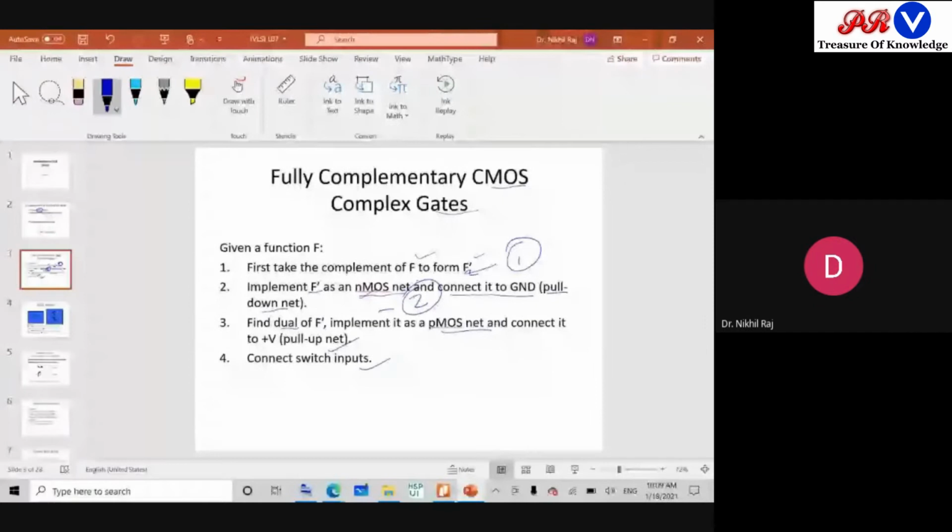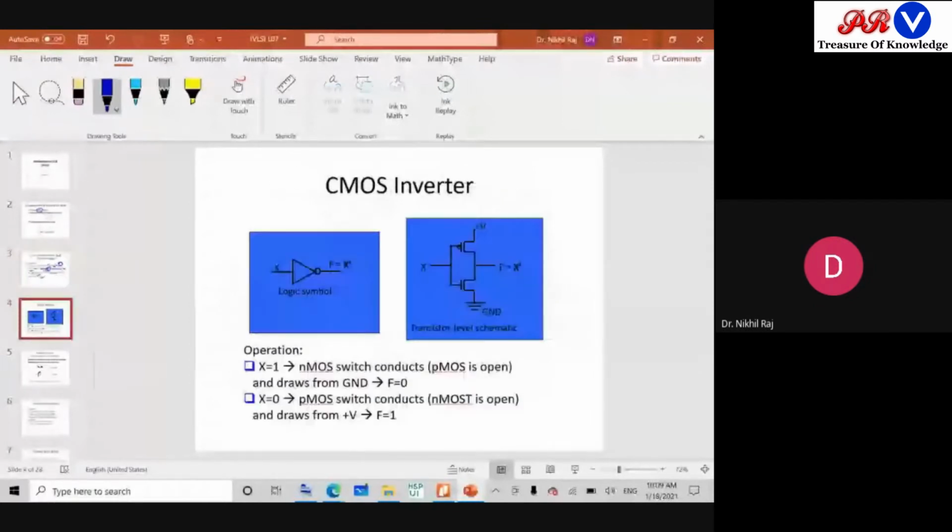So this is your CMOS. The simplest logic of CMOS is your CMOS inverter. This is the symbol. And if we go for the transistor implementation, if we divide into parts, this is your pull up network and this is your pull down network. So according to the operation, the truth table of the logic gate is: when it is 0 give 1, when it is 1 give 0.